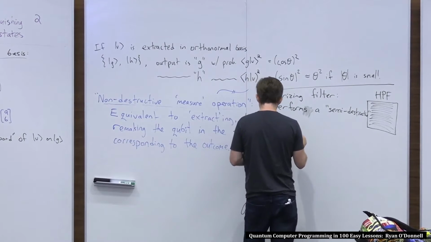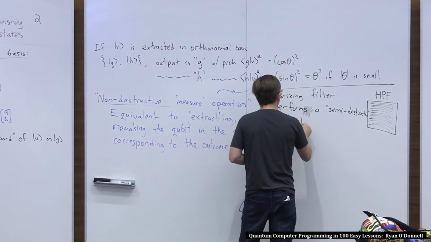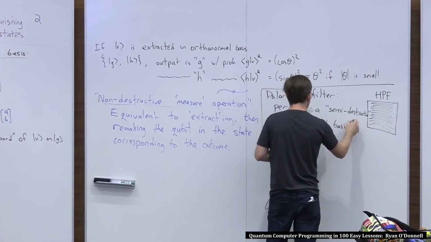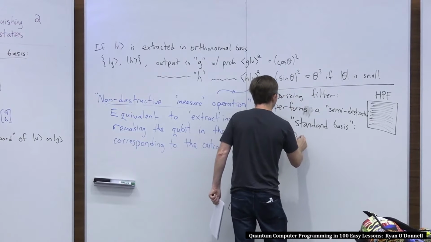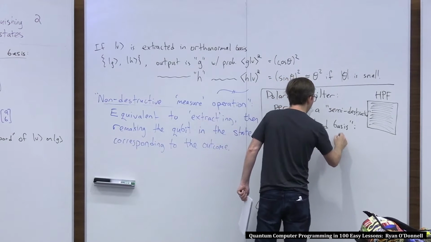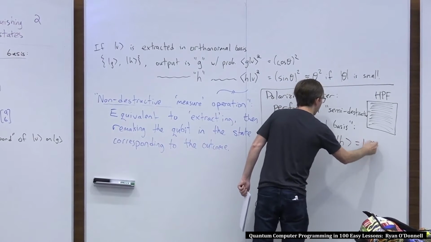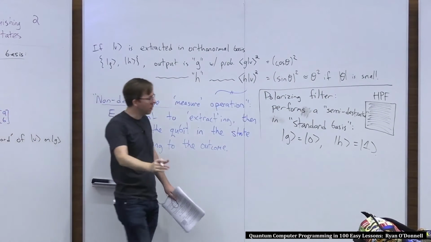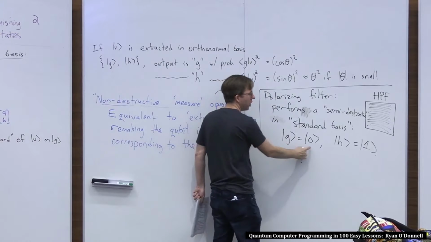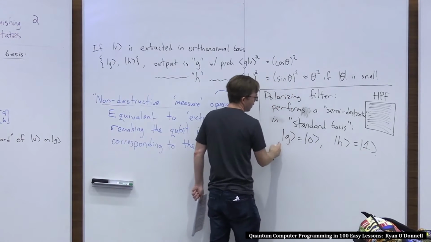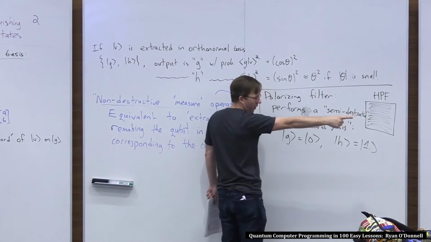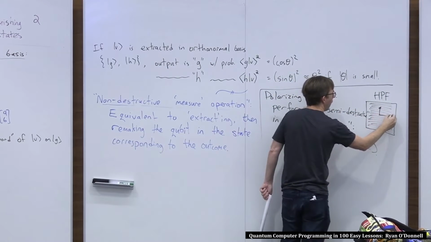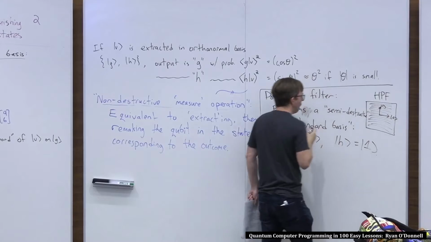The standard basis just means 0 and 1. We're going to think about it as extracting in a potentially non-standard basis, but here the basis is just the normal one. So this G is 0 and the H is 1. And this G being 0, which is horizontal, corresponds to this being horizontal.